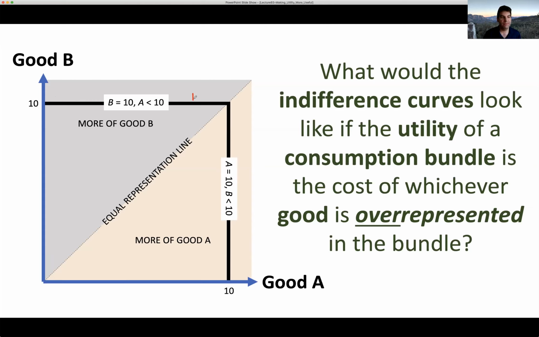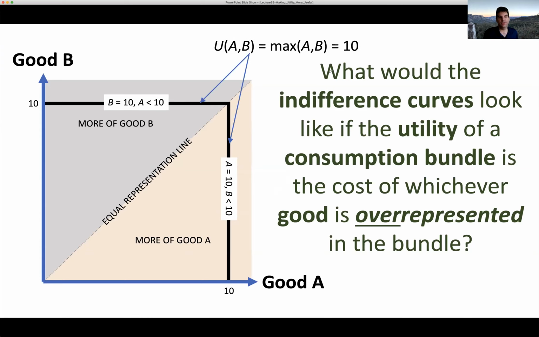So what that means is that points along this indifference curve either have 10 units of B or 10 units of A. And on the left-hand side, when it's horizontal, they've got the 10 units of B. And on the right-hand side, where it's vertical, they've got the 10 units of A. And so all of the bundles along here are only being evaluated by their overrepresented component, and that's why it kind of looks like the edges of a square.